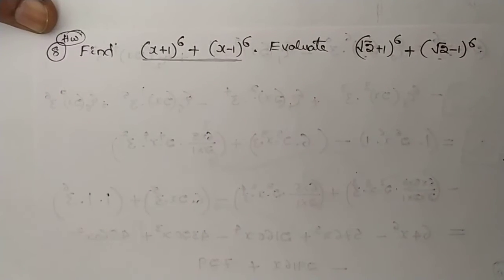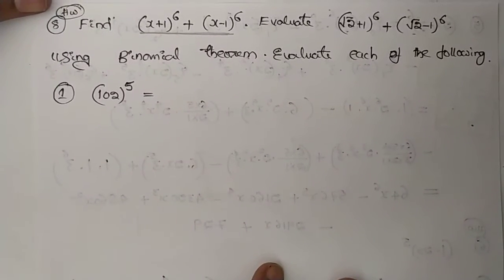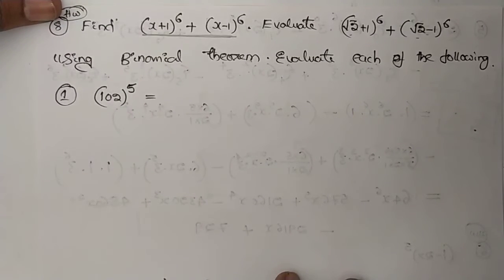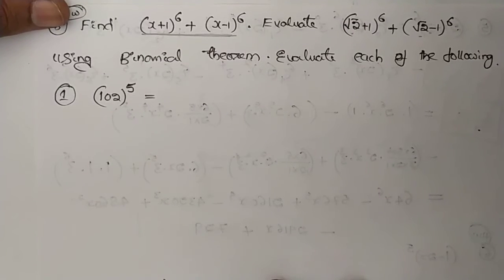Now let us move on to the next type of questions. Using the binomial theorem, evaluate each of the following. So the first question we have is 102 whole power 5.